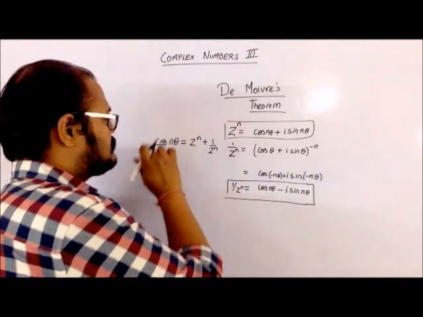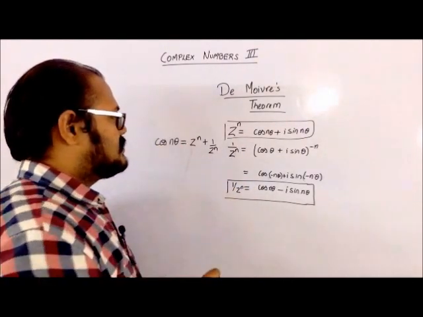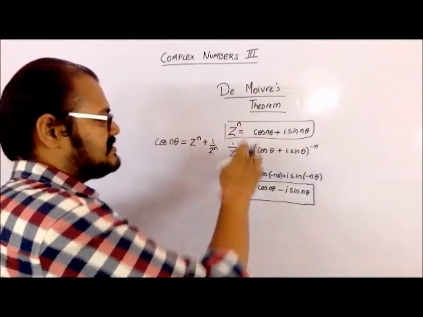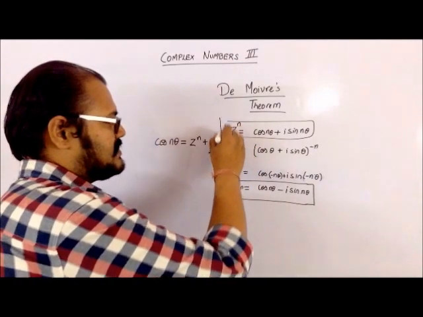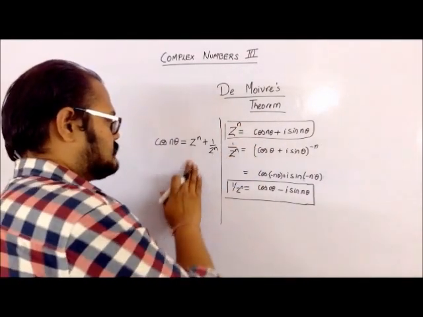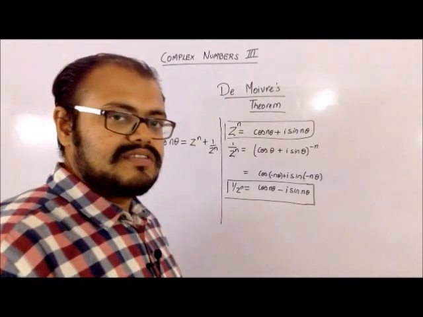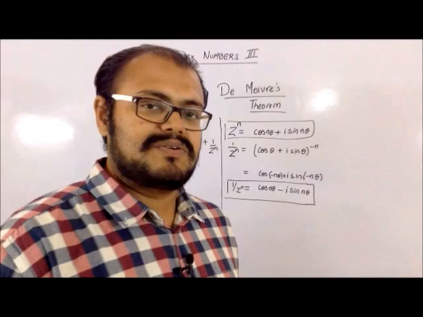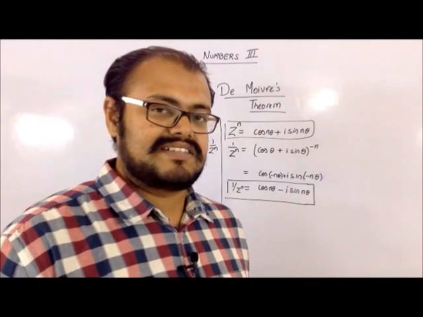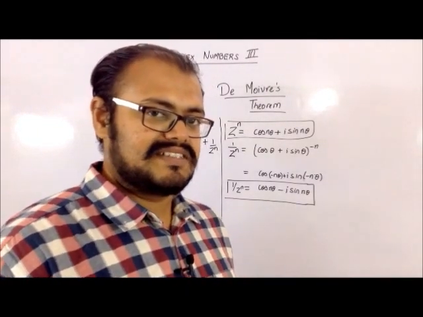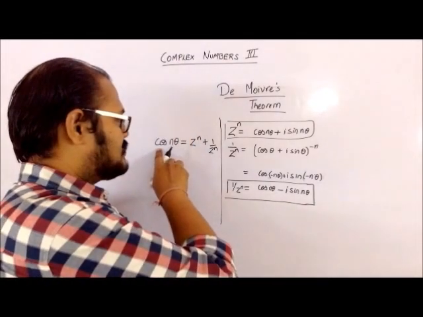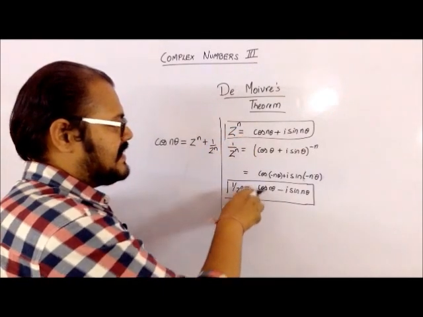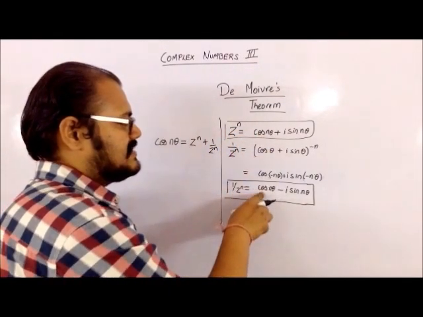And so if I add both of them, after we have learned this property, you have to understand a very important thing which I can get from these two properties, that is finding the value of cos n theta. So if I add both of them, it becomes 2 cos n theta.